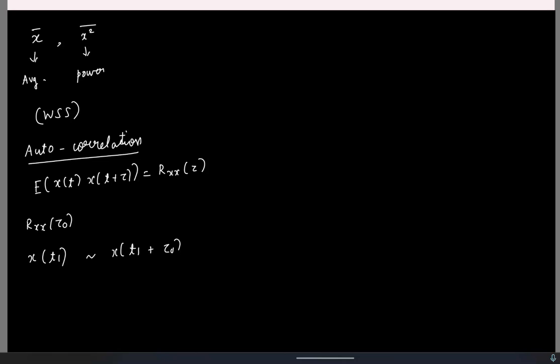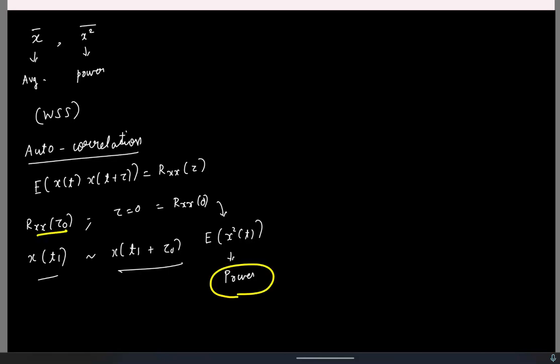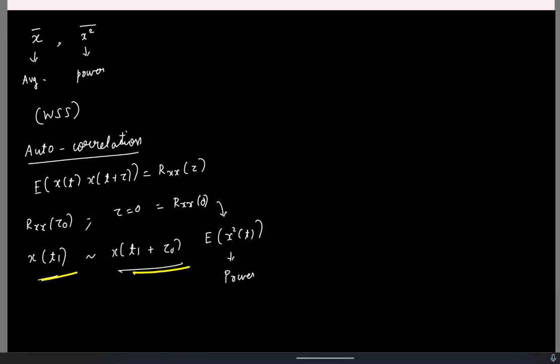If autocorrelation is zero, it means that there is absolutely no relation between these two values. But if it's very high, I can say that they could be very close by. And if I take the autocorrelation at tau equal to zero, what does it give me? Rxx of zero is the expected value of x square, which is basically the power. So if at any point the autocorrelation is close enough to the power of the signal, it means that the samples are really, really the same. That's all.